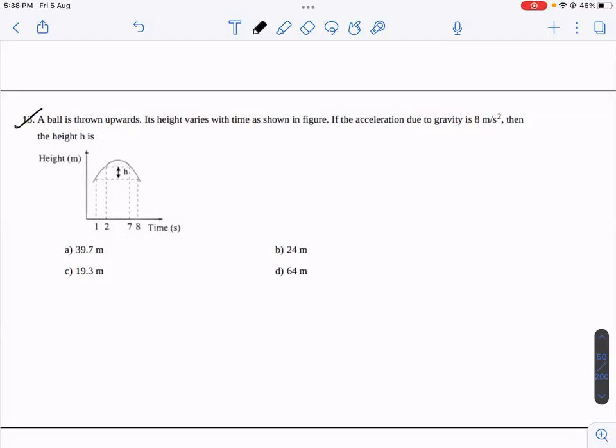A ball is thrown upwards. Its height varies with time as shown in the figure. If the acceleration due to gravity is 8 meters per second square, then what is the height to which the object has reached? Can you find that value of h, guys?